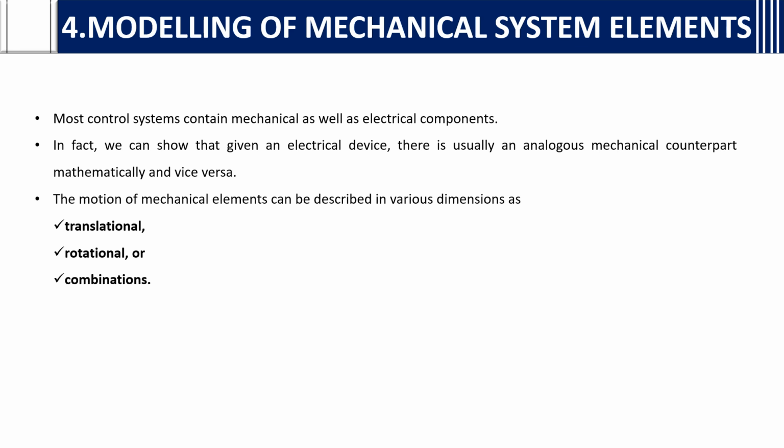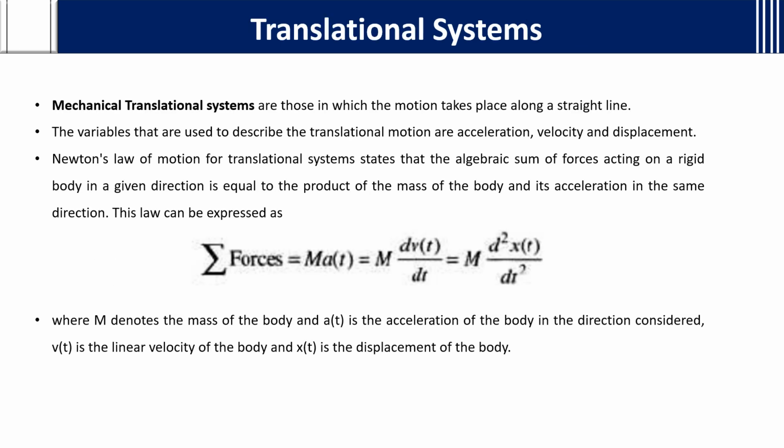The motion of mechanical elements can be described in various dimensions as translational, rotational or combinations of both. See, translational is nothing but the form of linear action. There is no rotation, no angle. Translational is nothing but linear. Rotational is nothing but rotating in the form of angles. Combinations of both can also be there. We'll see them separately in the upcoming slides.